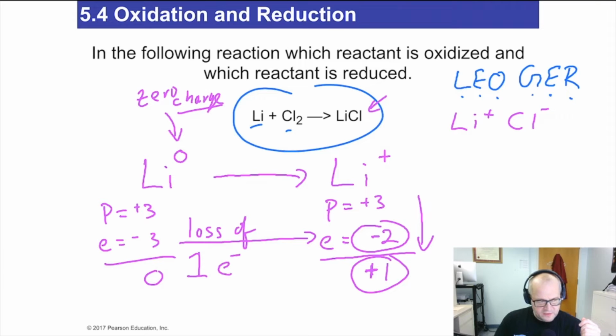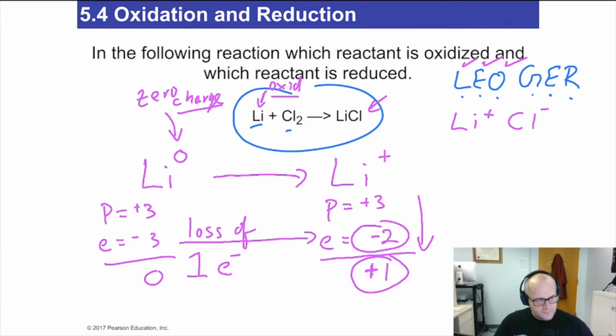It's a loss of 1 electron going from left to right. So far, so good. Lose electrons, oxidize. So the lithium is oxidizing. You can just put OXID if you want. I get the idea. Lithium is oxidizing.